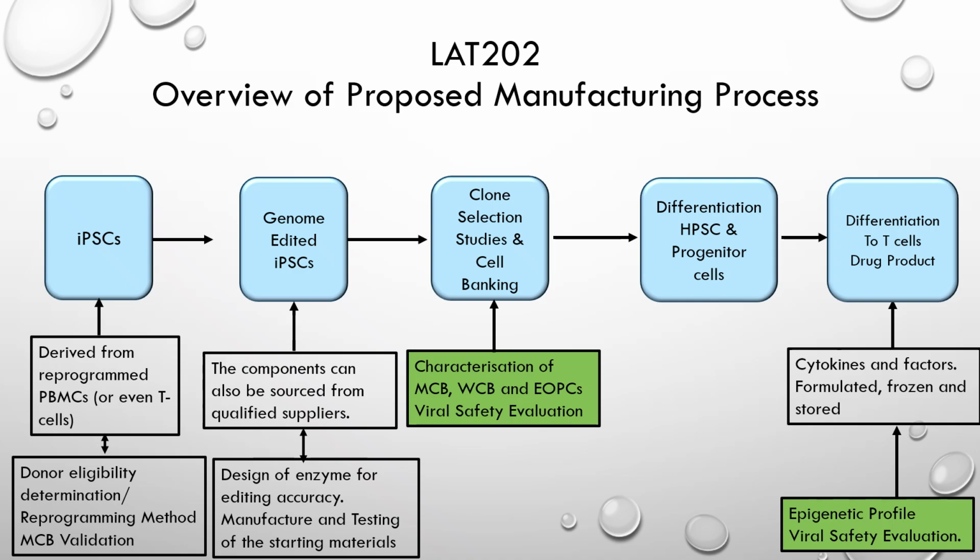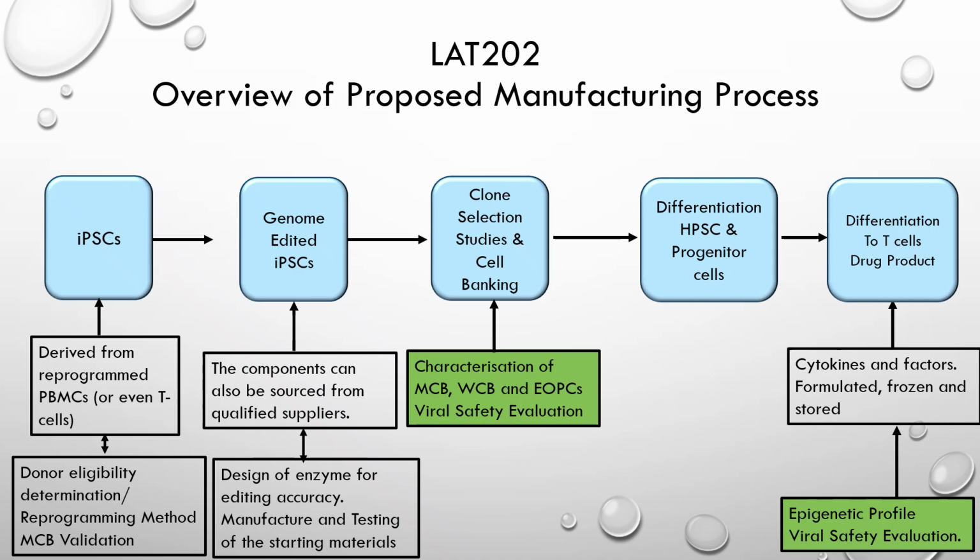It's really important. So the induced pluripotent stem cells are reprogrammed, and it could be from peripheral blood mononuclear cells, or it could even be T cells. I haven't looked at T cells, but there's a possibility. In fact, it might be better to use T cells that are reprogrammed, gene edited, and then differentiated back to T cells, in terms of the epigenetic profile. But at the moment I'm just going on the theory with the PBMCs.